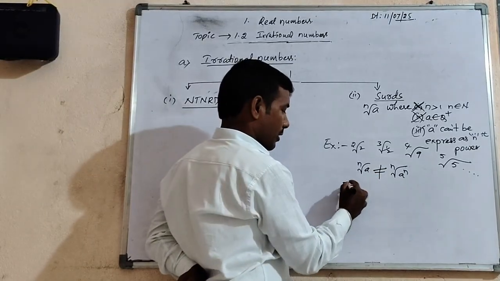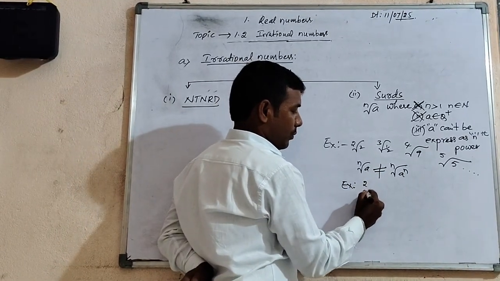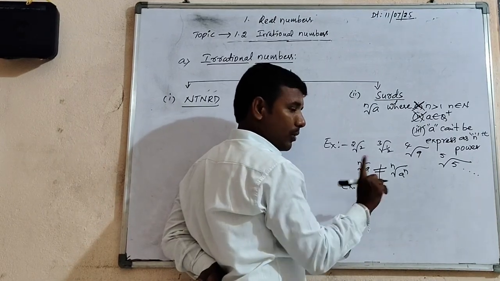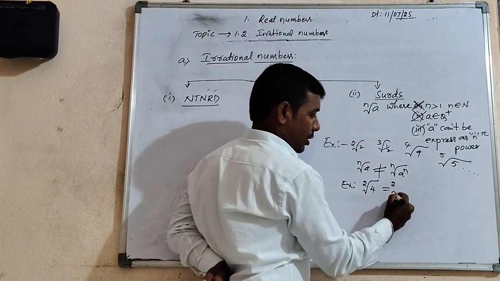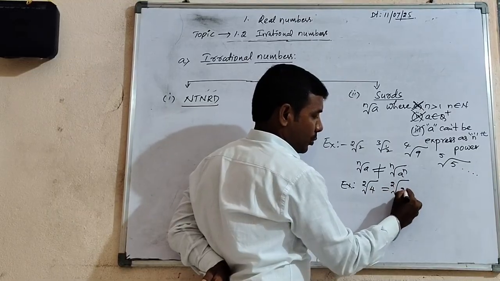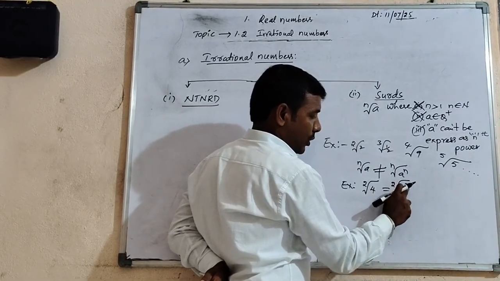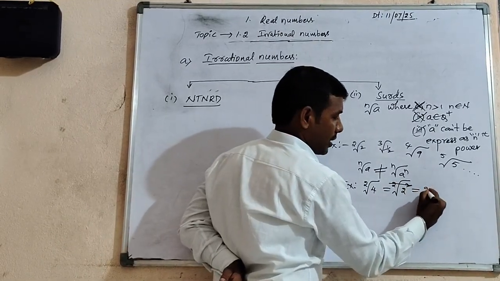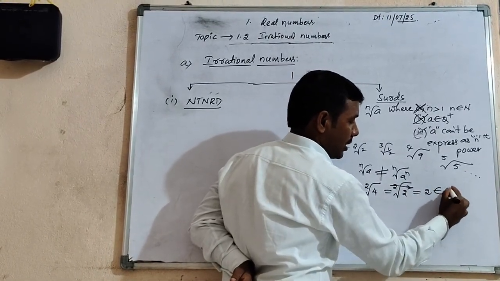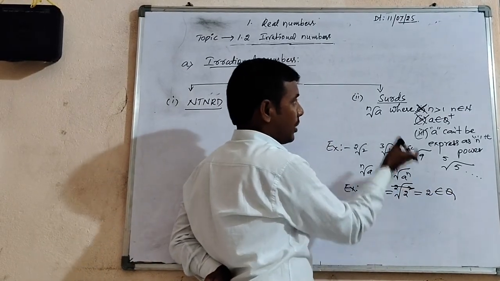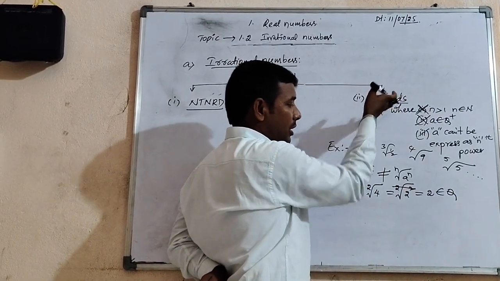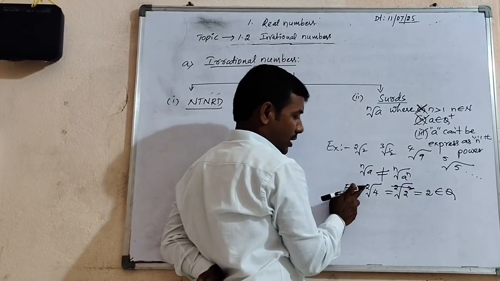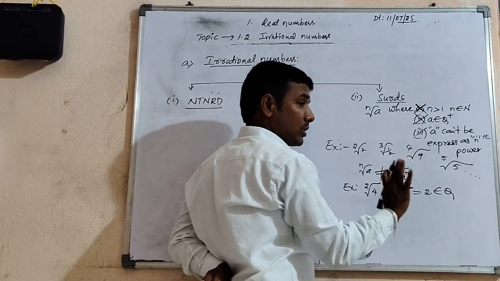For example, suppose the square root of 4. Now tell me, is it a surd? No. Why? Because the square root of 4 can be written as the square root of 2 power 2. The exponent and the n position are both the same, so we can cancel. Now our result is 2, which is a rational number. It is rational, but we need irrational, nothing but a surd. We are getting a rational number, so for that reason the square root of 4 is not a surd.